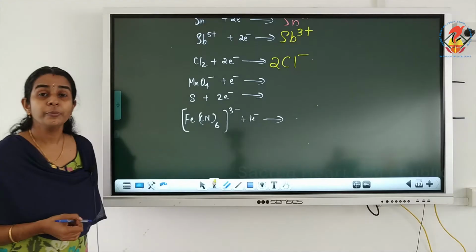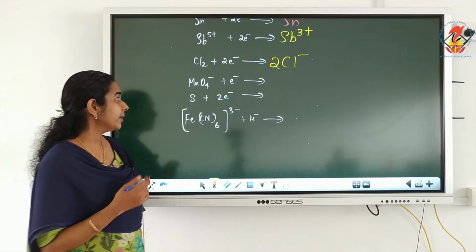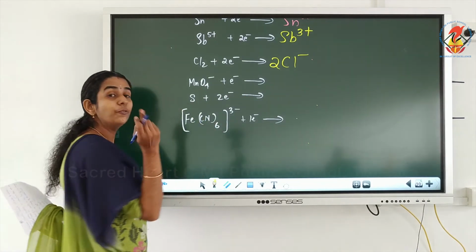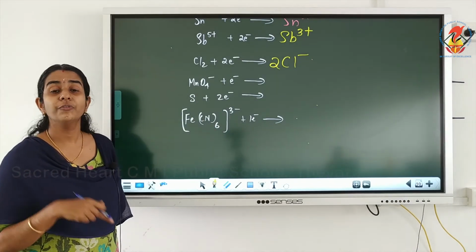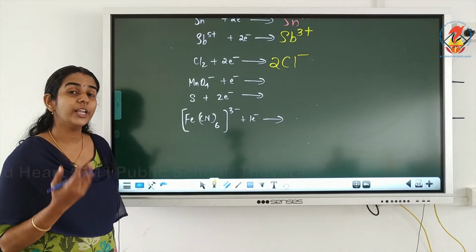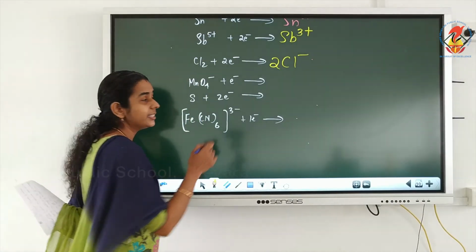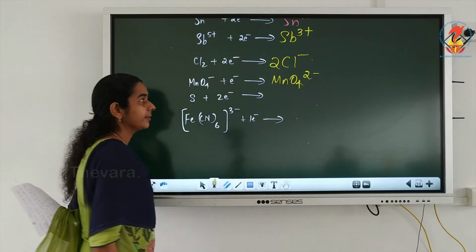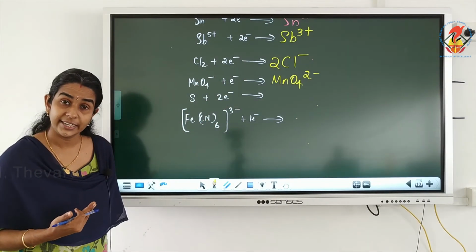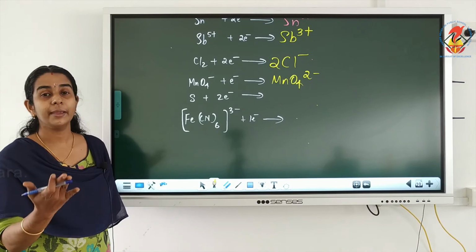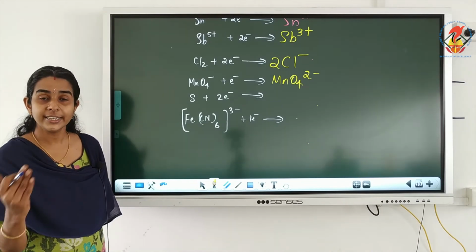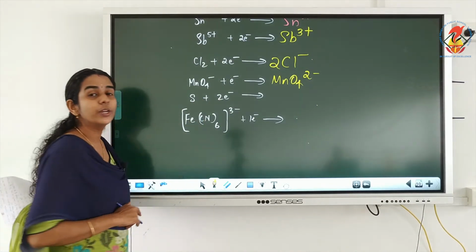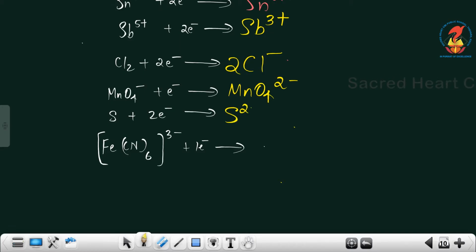Now MnO4 minus. MnO4 minus means MnO4 with one extra electron. It is gaining one more electron or one more negative charge. So what happens to this single minus? It will become MnO4 2 minus. That means there is increase in negative charge. Minus 1 became minus 2. So increase in negative charge is representing reduction. Now S plus 2 electrons, we will be getting S2 minus.